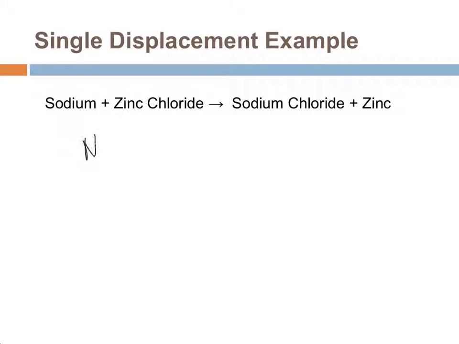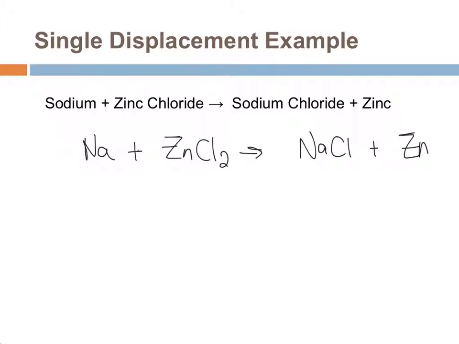Let's look at an example. So we're going to have sodium reacting with zinc chloride, so ZnCl2, and that's going to produce sodium chloride and zinc. Let's just balance this quickly. So we need a 2 in front of the sodium chloride and a 2 in front of the sodium. So what you can see is sodium is a metal and zinc is a metal, whereas chlorine is our non-metal. So sodium and zinc are swapping places to make sodium chloride and zinc by itself.